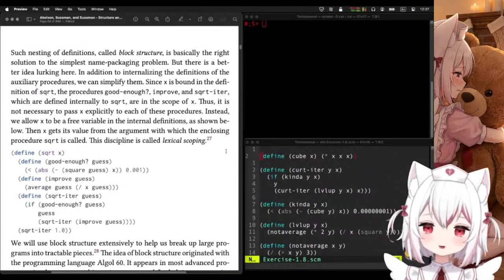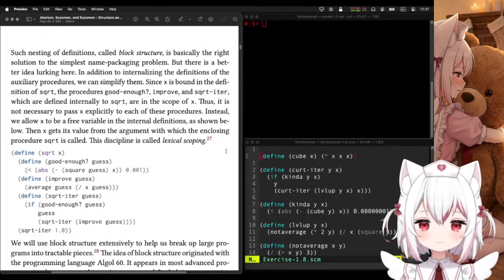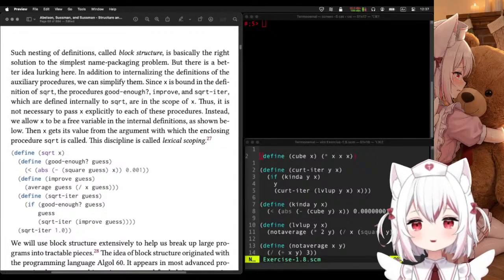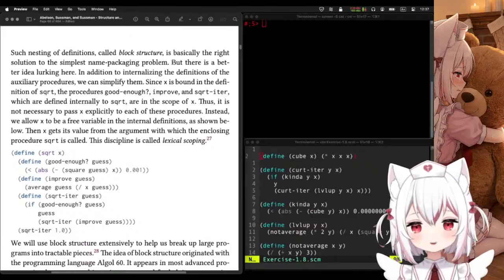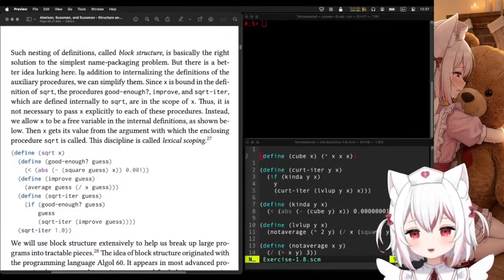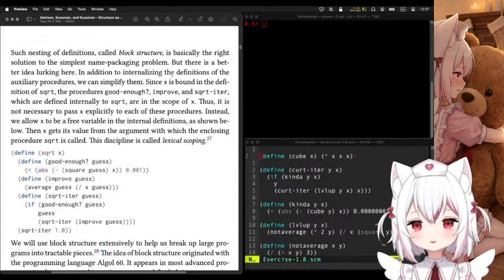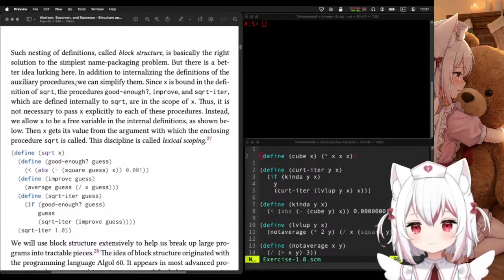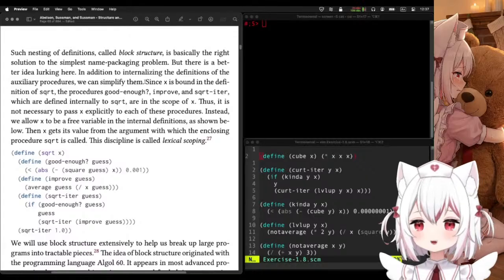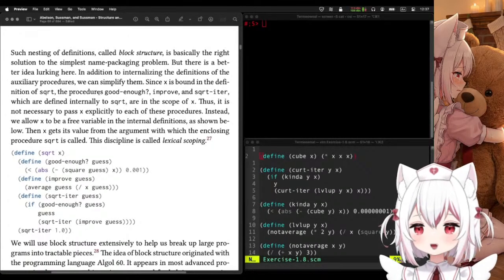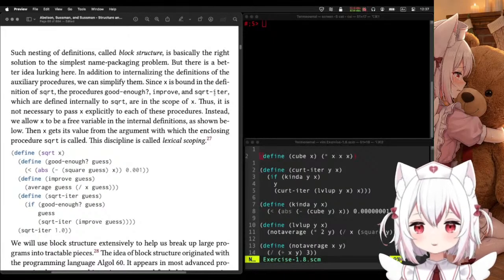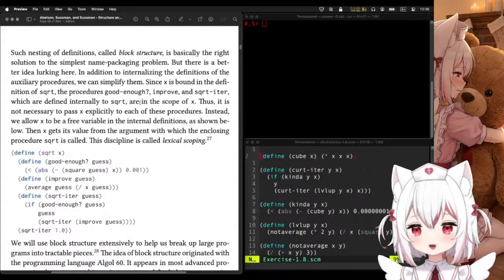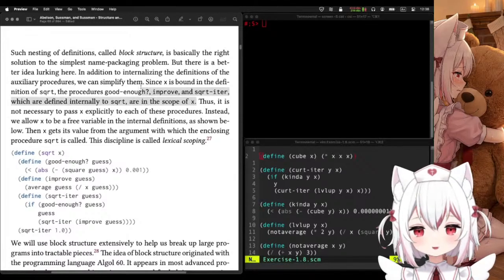Such nesting of definitions, called block structure, is basically the right solution to the simplest name packaging problem. But there's a better idea lurking here. In addition to internalizing the definitions of the auxiliary procedures, we can simplify them. Since x is bound in the definition of square root, the procedures good enough, improve, and square root iterator, which are defined internally to square root, are in the scope of x.